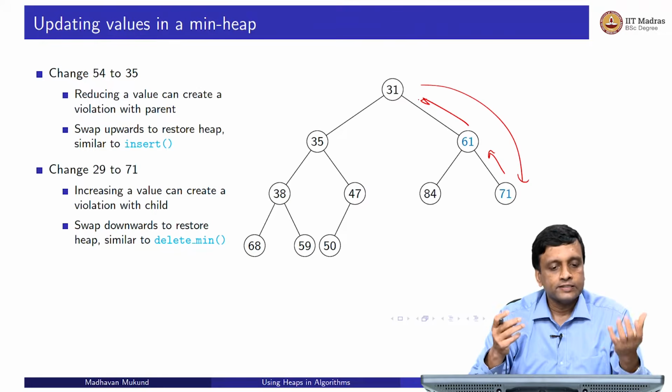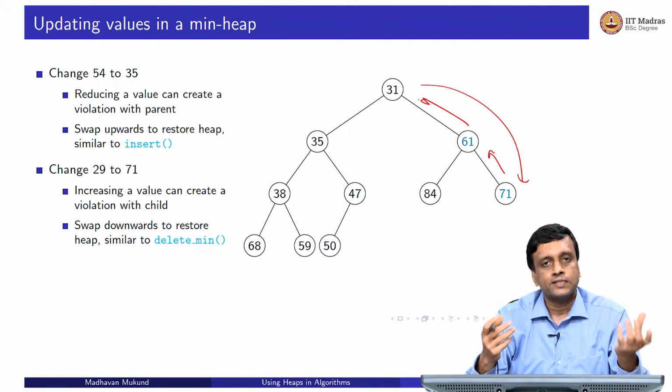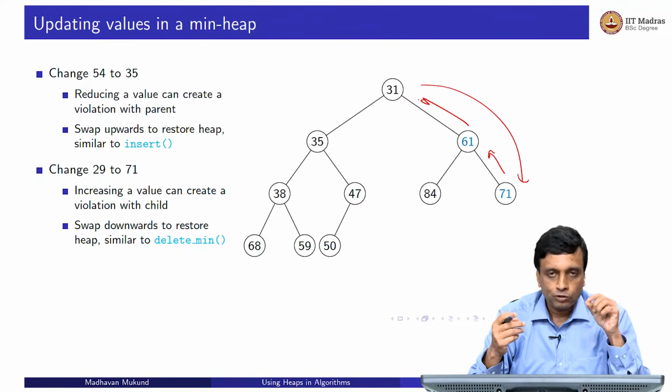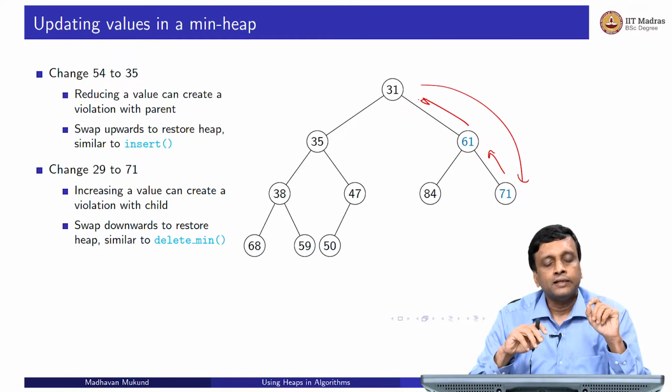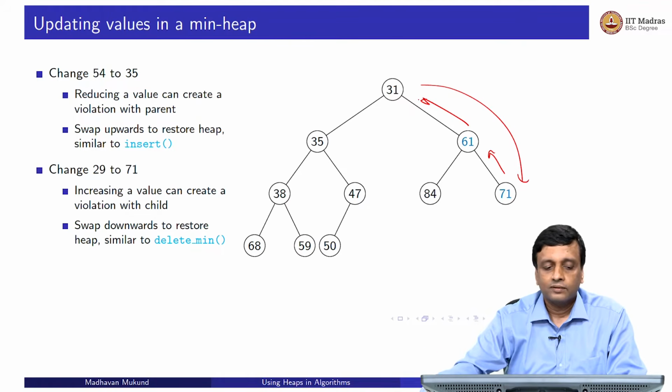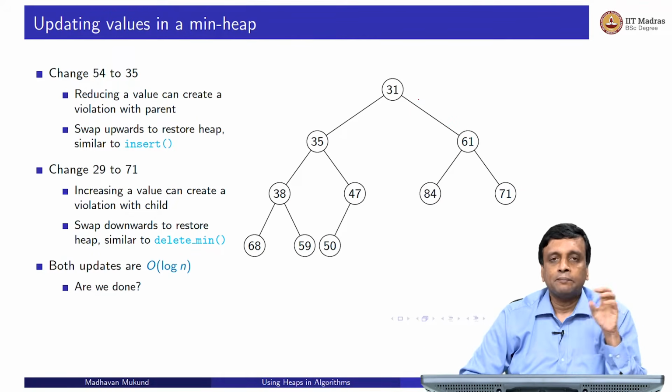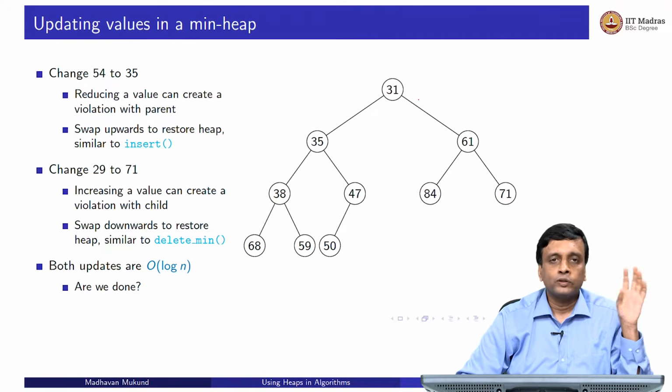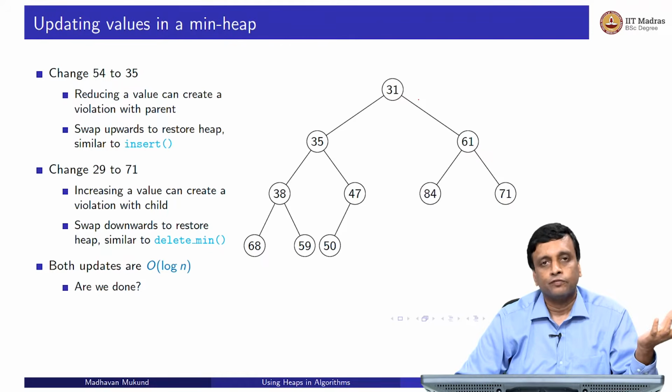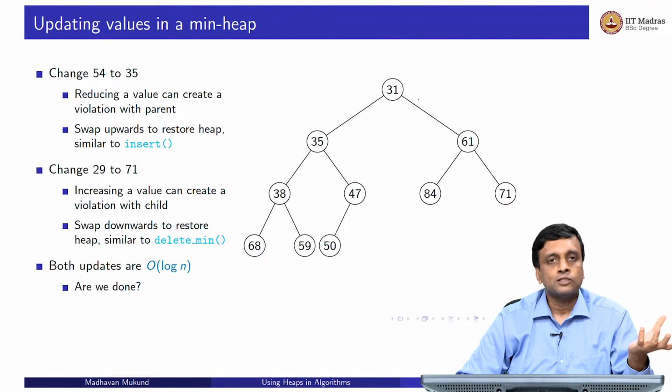So in this case, reducing a value behaves like insert in terms of the updates you have to make, except you start from the middle of the heap. And similarly, increasing a value causes operations like delete min, except you start somewhere in the middle of the heap again. So both of these updates are therefore log n, because we know that insert as a whole is log n. So this is a special version of insert in a sense. Similarly, delete min is log n.